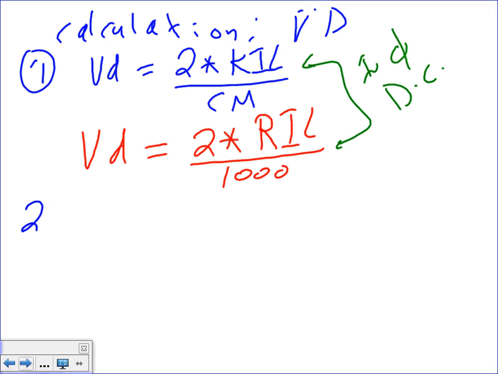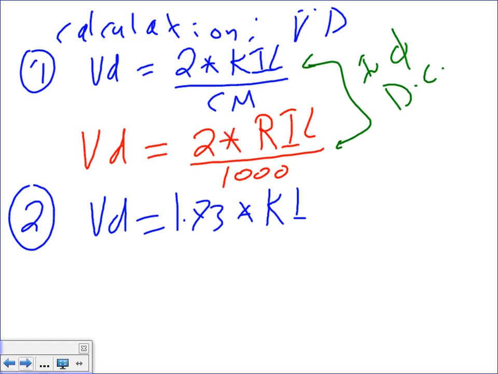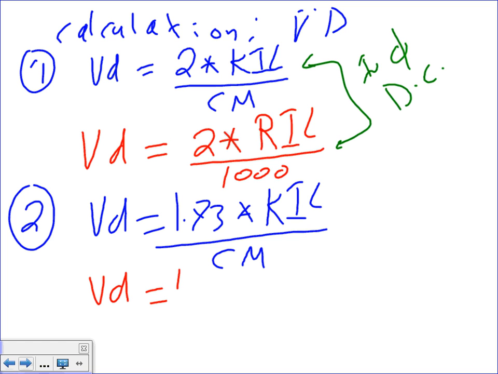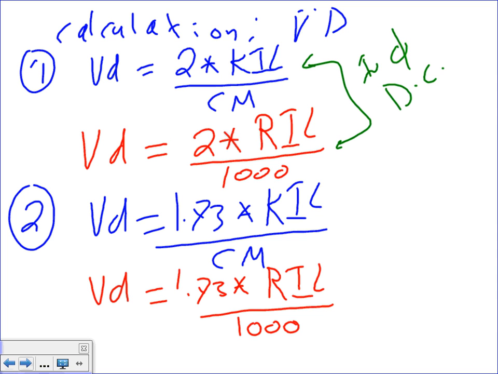So these are the two formulas for single phase or DC. Now, formula number 2 is voltage drop equals 1.73 times, again, K I L over circular mil, or voltage drop equals 1.73 times R I L over 1,000. These two are for what? Anybody can give a guess? Three phase. Any one of them will do the job.